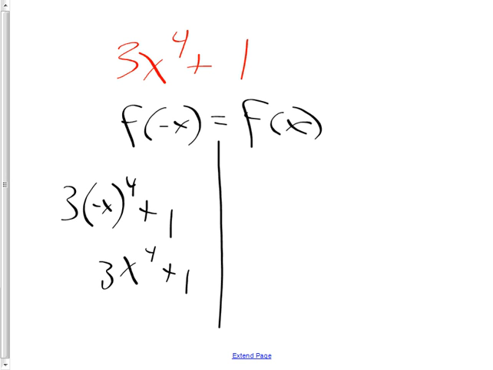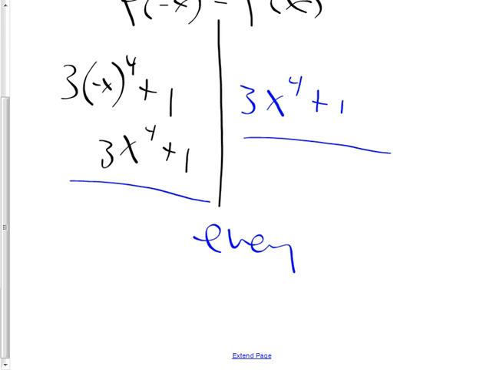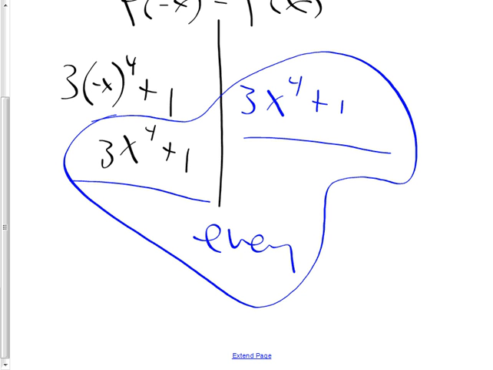Then f of x is this, and I put it in here. 3x to the 4th plus 1. Look at that. That is equal to that. If you don't have both sides exactly equal, then you won't get credit for saying it's even. You can't just have one side worked out. You have to have both sides worked out and actually equal to each other. Raise your hand if you knew that was even.